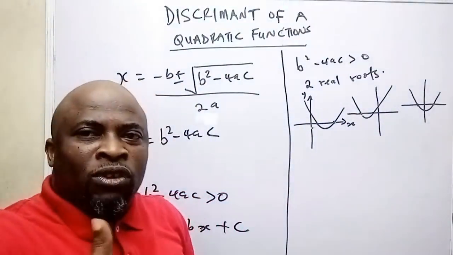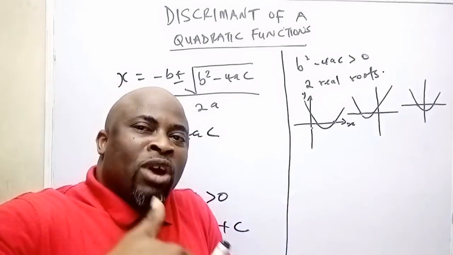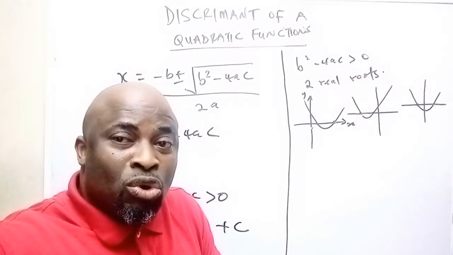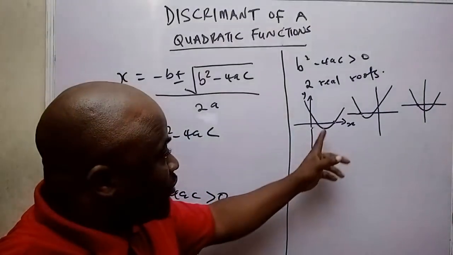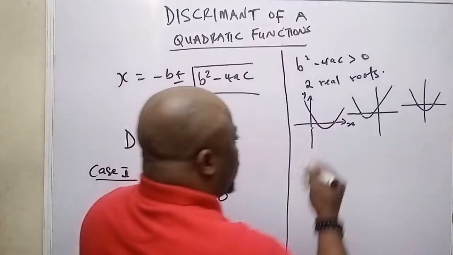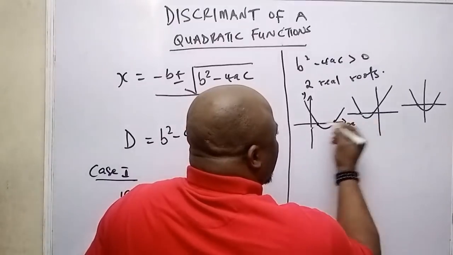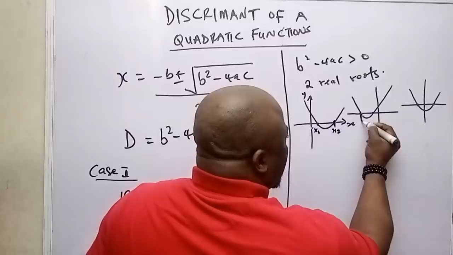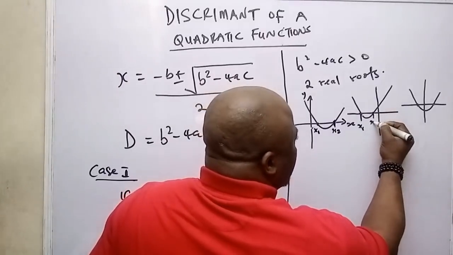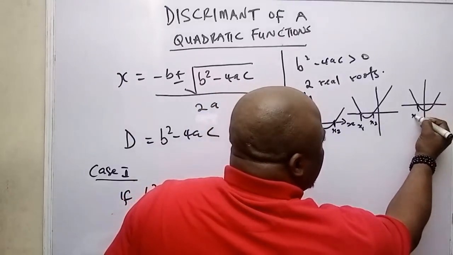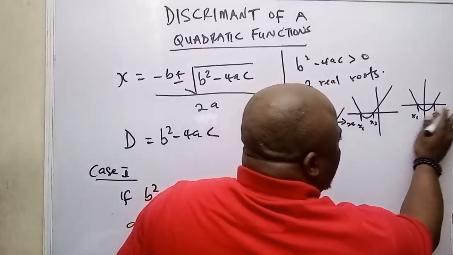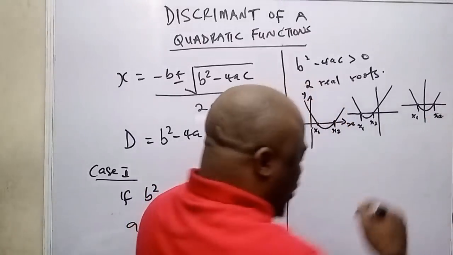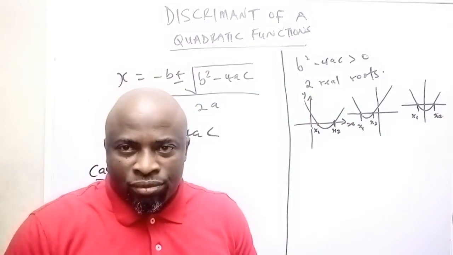So if your b squared minus 4ac, which is the discriminant, is greater than 0, we are going to have two real roots, whichever way you have it. These are the roots, this x and this x. You can call this x1 and this one x2. Those are the two roots that we have. We have two real roots.